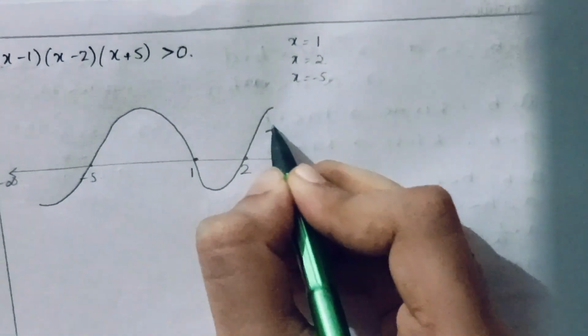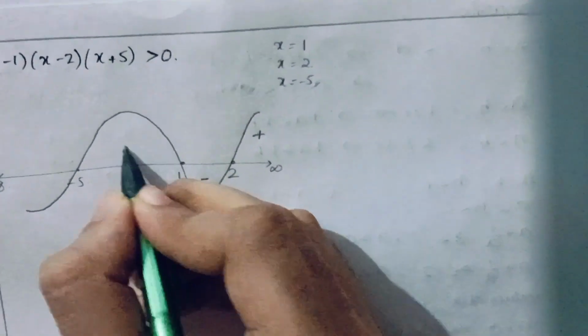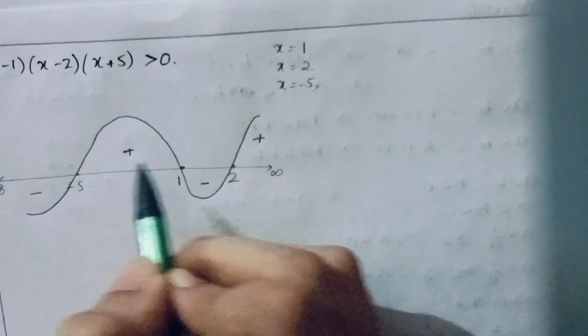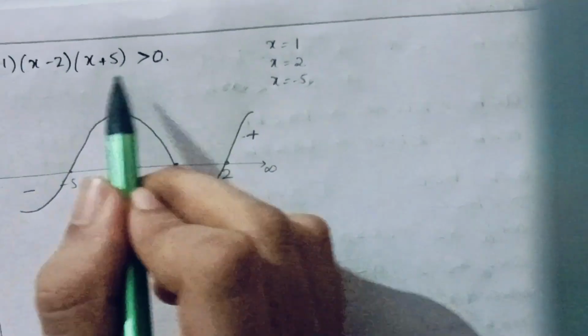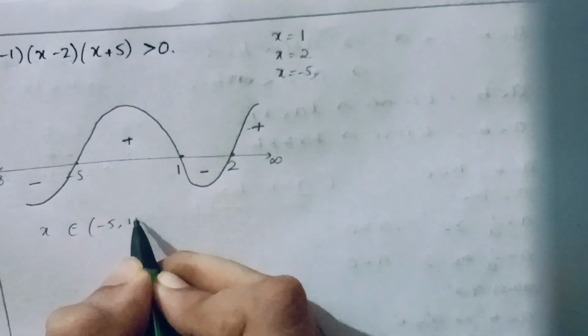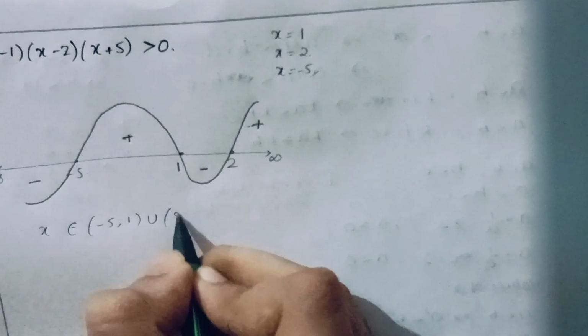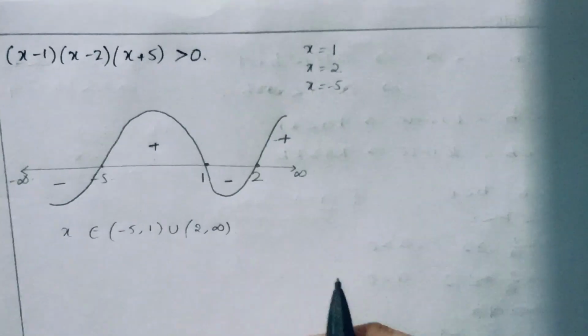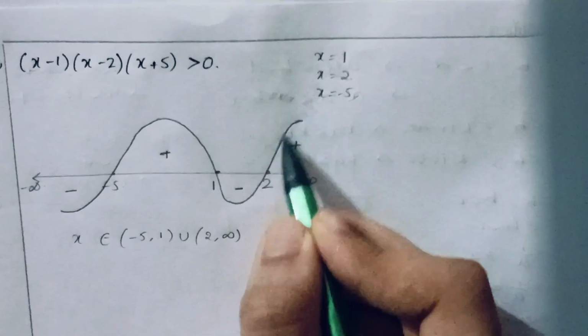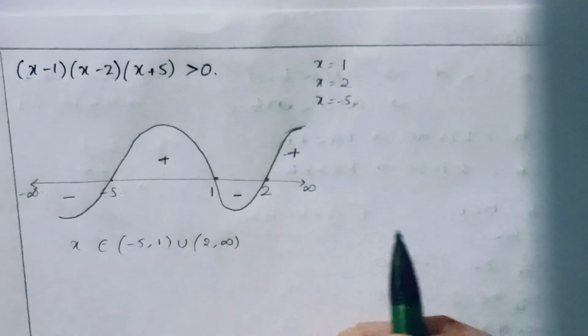So yeah, this upper part is plus, this is minus, of course this is plus, and this is minus. Now we can observe in which parts it will be positive, where the inequality is satisfied, right? So x belongs to minus 5 comma 1 union 2 to infinity. That's all, very simple. Just one point to be remembered is to start your graph from the greatest value, upper side. Okay.